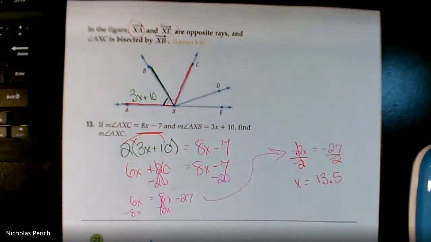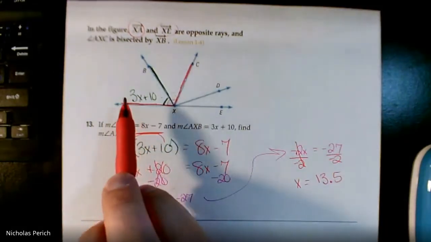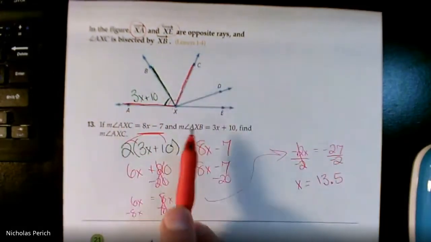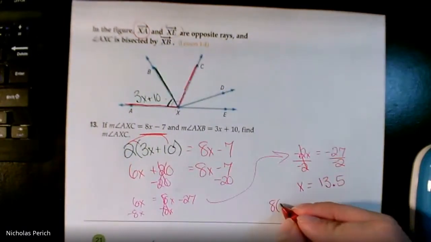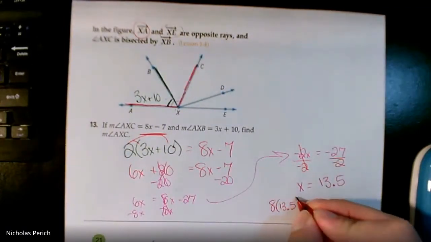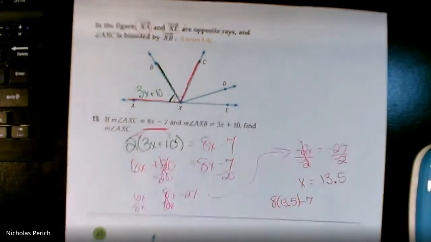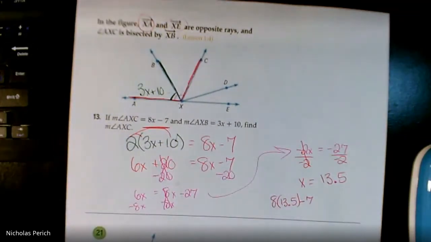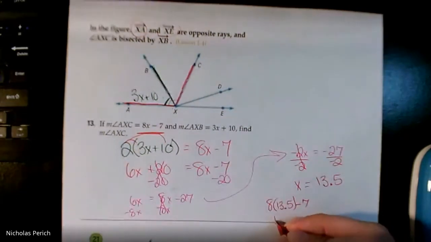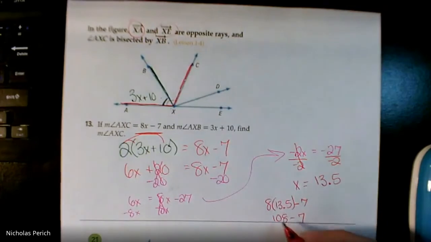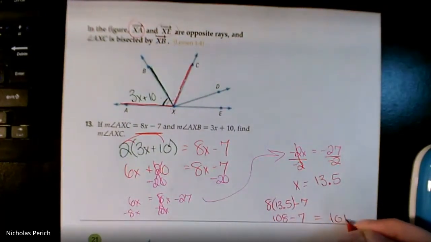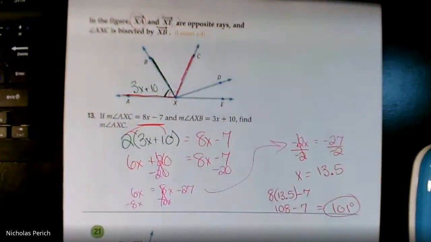What am I supposed to do? I'm supposed to find AXC. AXC is 8 times 13.5 minus 7. And as one of you said, yes, you plug it in. So I believe 8 times 13.5 is 108. Yes. Never mind, I was going to have Siri help me out. So 108 minus 7 is 101 degrees.